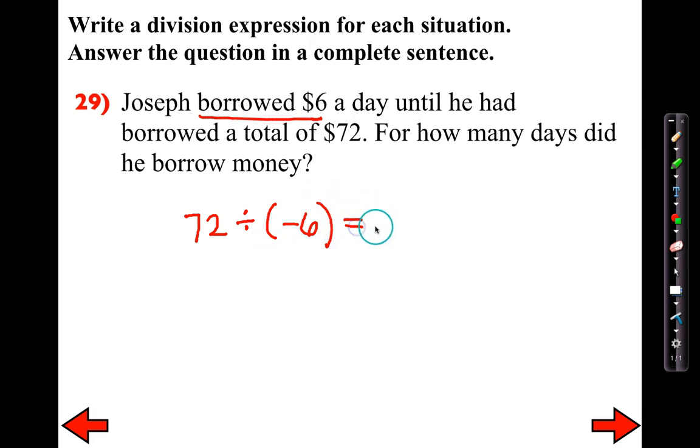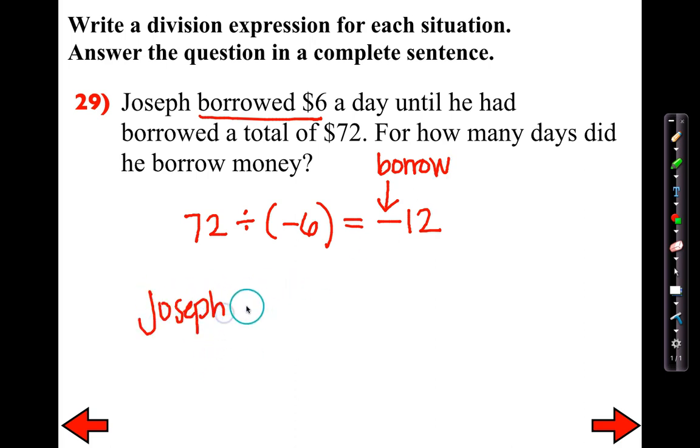So I'm just going to go ahead and solve by saying what number times negative 6 gives me 72? Well, it's going to be a negative number. And to be exact, it's going to be 12. But when I answer this question, how should I phrase it? Should I say that he borrowed negative $12? Nope, that doesn't make any sense. So again, this negative just is indicating to us that it is borrowed money. So I'm going to go ahead and say that Joseph borrowed $12.